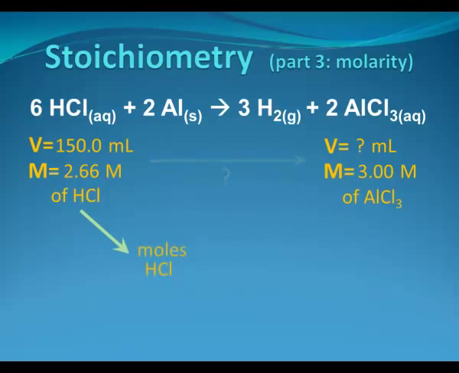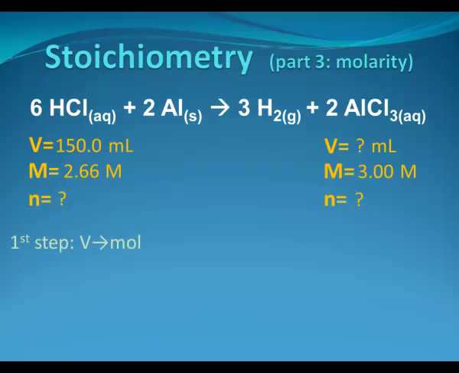Well, this is stoichiometry, so we'll be using moles. We'll take the volume and convert it to moles of hydrochloric acid. Then we'll take moles of hydrochloric acid and convert it to moles of AlCl3. And then finally, we'll take the moles of AlCl3 and go to volume. In other words, volume to moles to moles, moles to volume. Okay, let's get started with that first step.